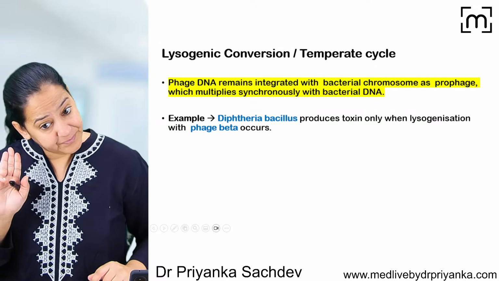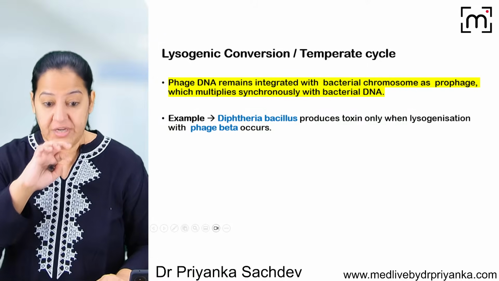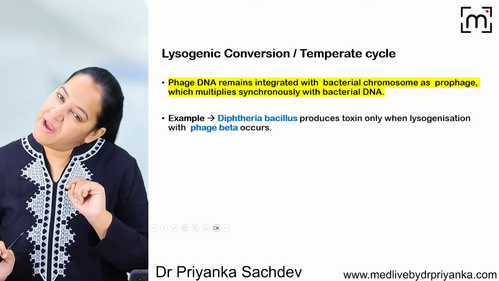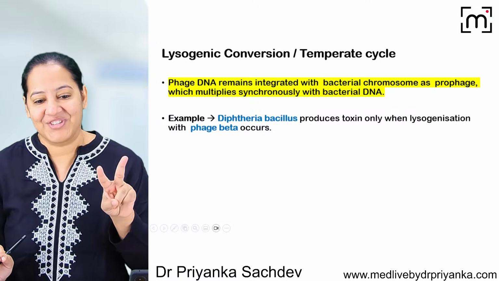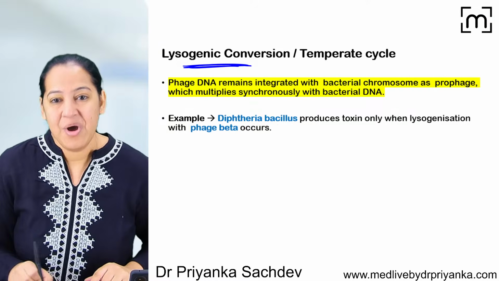So let's come to the third. Till now we have seen two methods of bacterial gene transfer: transformation, for which we have done the Griffith experiment, and transduction. Now coming to the third method. The third method is lysogenic conversion, also known as the temperate cycle. Let me explain. Let's compare the second and third. What is the second method?